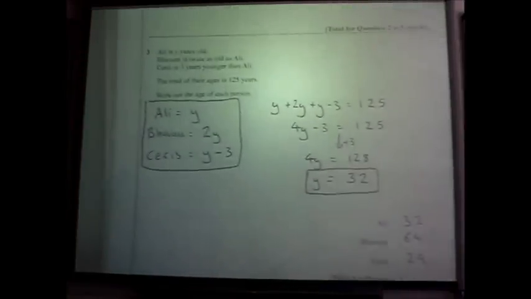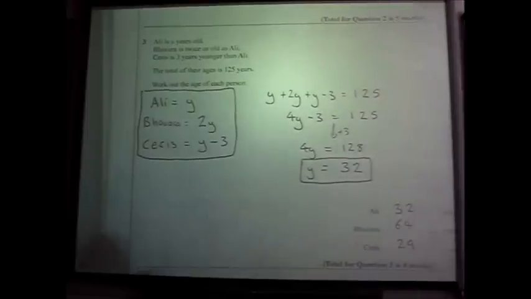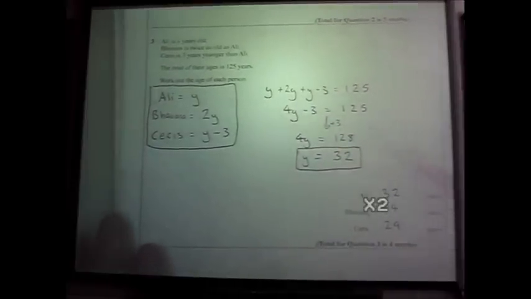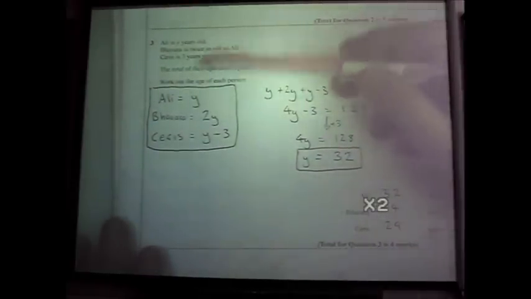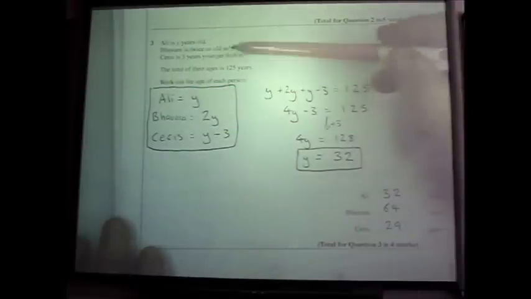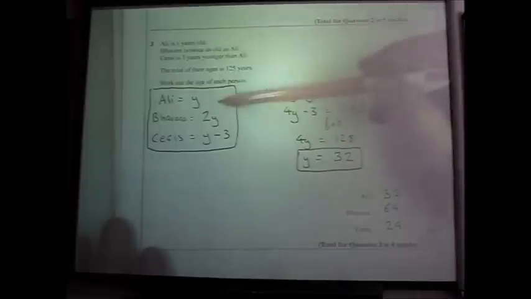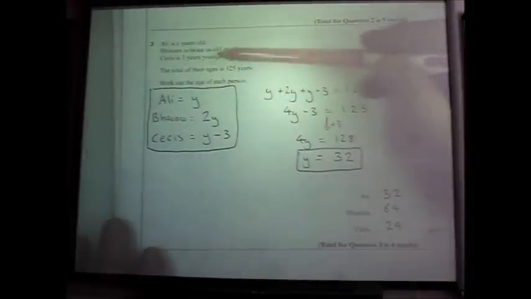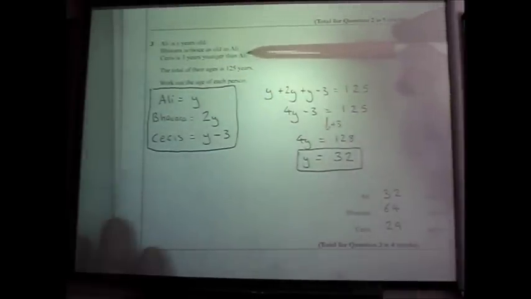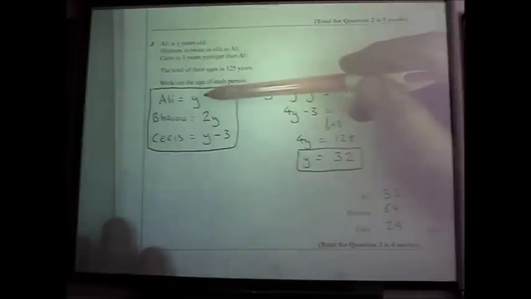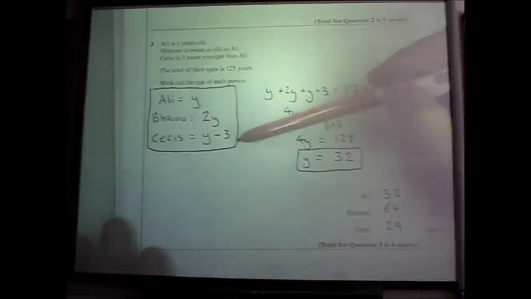Right, next one. A little bit of algebra tucked away in this. I'll just talk you through what I've done. Ali is y years old, so I've said Ali equals y. Barbara is twice as old, so that's why I put 2y. And Keris is 3 years younger than Ali. So if Ali is y, then 3 years younger will be y minus 3.